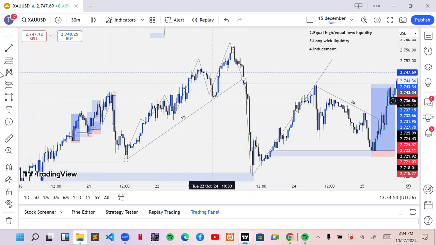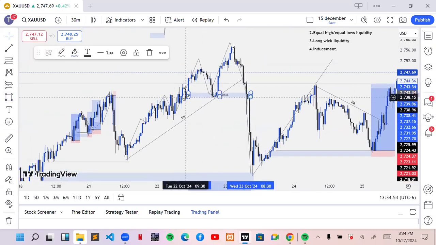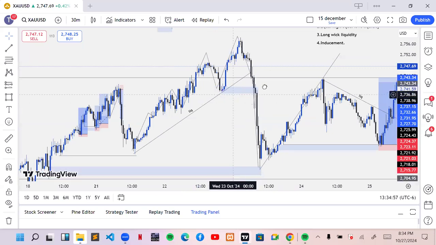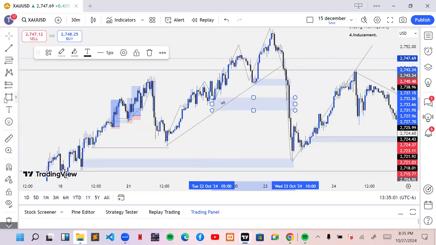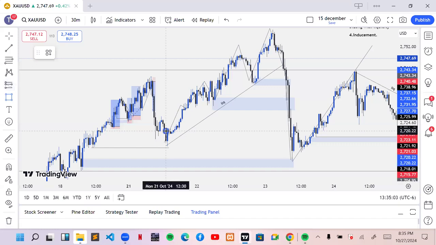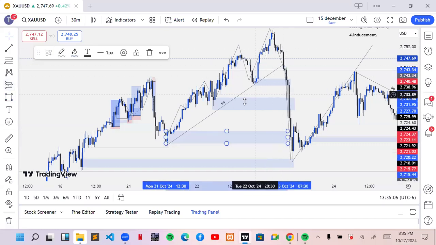Same as people looking for buys from this other block here, they'll be taken out after this structure shift. They'll be taken out. They will keep taking you out until what? Until the market clears the entire trend line.